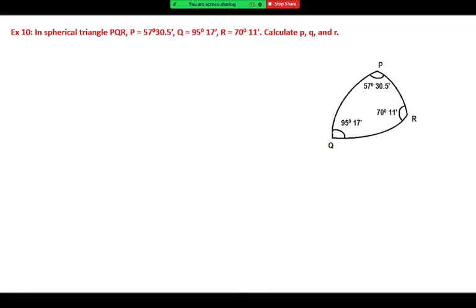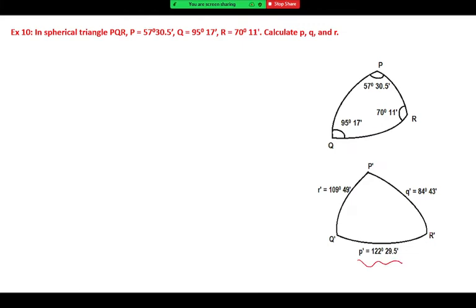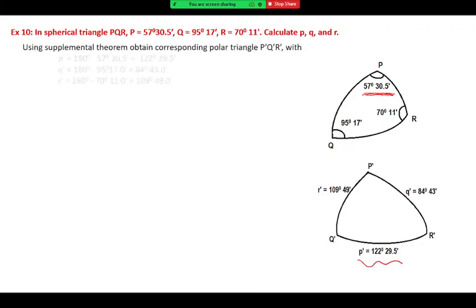So this is the given triangle capital PQR. We get a new triangle, say P dash, Q dash, and R dash. Now these values are also written. How did we get the value of P dash? 180 minus P. 180 minus this small p, correct. So 180 minus 57, you will get this one. Then 180 minus capital Q gives 84, and 180 minus 70, you get that one. So by the supplemental theorem, we get the values of P dash, Q dash, and R dash first.